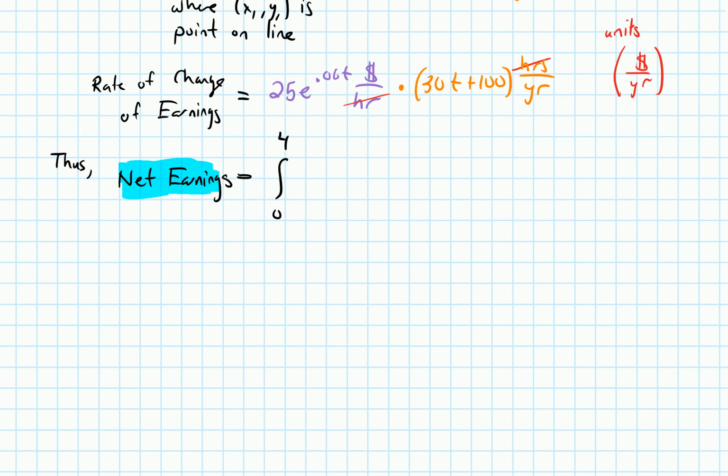It's going to be 25 times, and I'm going to rearrange the terms a little bit. I'm going to put the polynomial term first, 30t plus 100, and then times that e term, e to the 0.06t, got to write that dt.